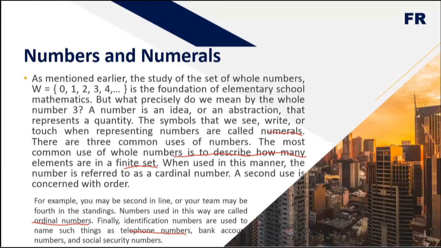Okay, so dito sa definition natin, meron tayong 3 numbers. So meron tayong 3 types on how to describe numbers. Yung first natin ay cardinal number, that is to describe how many elements are in the finite sets. At yung isa naman ay ordinal numbers that is concerned with order. At yung isa naman ay identification numbers or naming numbers used to name such as telephone numbers, bank account numbers, and social security numbers.